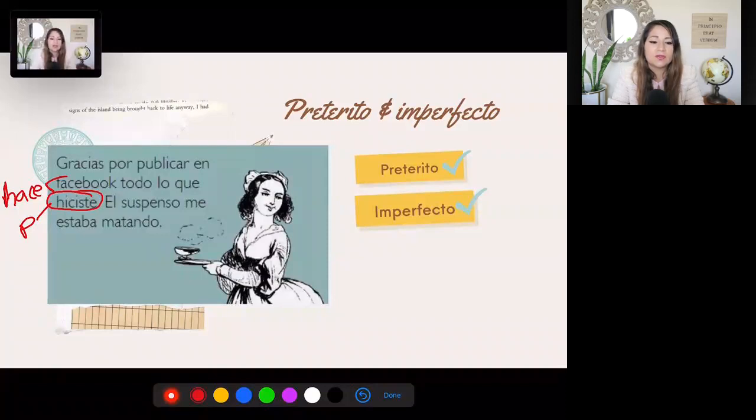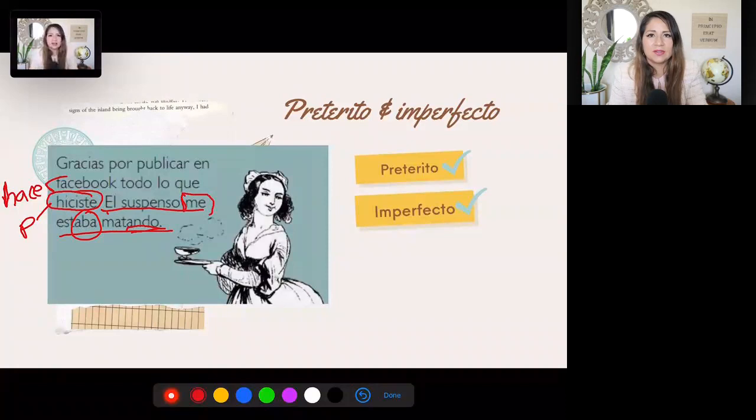And then the next sentence, el suspenso me estaba matando. Estaba meaning it was in progress. So the suspense was killing me. ING means in progress in English, right? So in Spanish, it's the ando ending. Matando, killing. Matar means to kill, matando, killing. So the suspense was killing me.